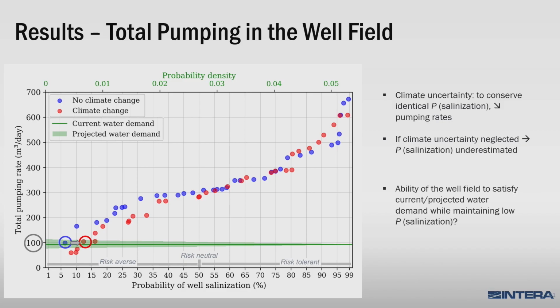And it's also interesting to use this to understand the ability of the well field to simultaneously satisfy the current and projected water demand while maintaining low probabilities of well salinization. For example, here, we saw that when we consider climate uncertainty, we aren't able to satisfy even the lowest projections of water demand in 2050, while keeping low probabilities of salinization within the existing well field.